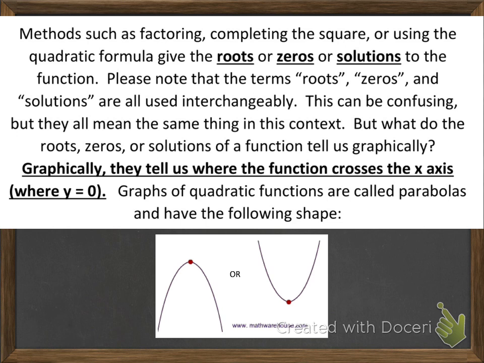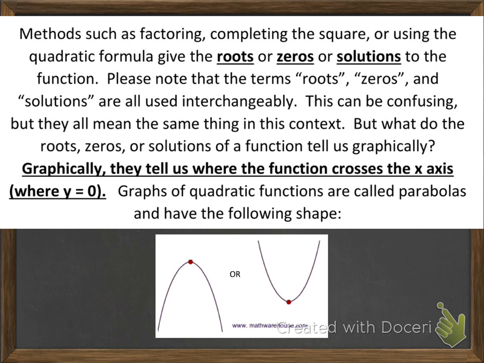Methods such as factoring, completing the square, or using the quadratic formula give the roots or zeros or solutions to the function. Please note that the terms roots, zeros, and solutions are all used interchangeably. This can be confusing, but they all mean the same thing in this context. But what do the roots or zeros or solutions of a function actually tell us about the graph of a function? Graphically, they tell us where the function crosses the x-axis, in other words, where y equals 0.